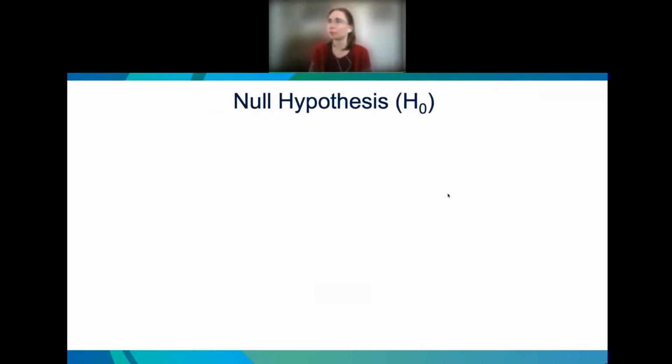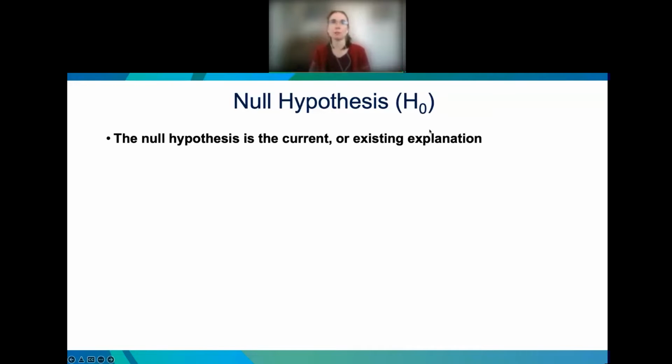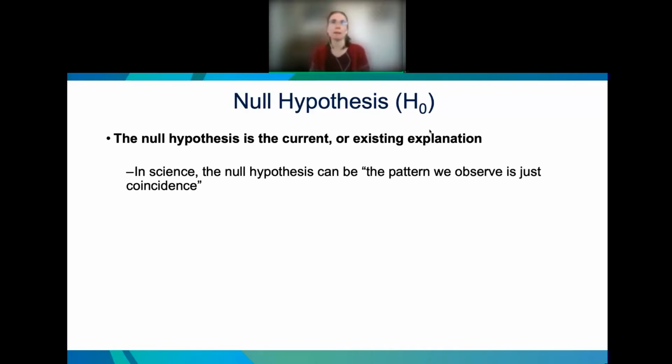So that brings us to the concept of the null hypothesis, which we also sometimes refer to as H naught. So the null hypothesis can also be thought of as the current or existing explanation for some phenomenon. In science, sometimes we phrase the null hypothesis as the pattern that we observe, which we think might be interesting, exciting, or explained by something cool, is just coincidence. So that's our null hypothesis. And because it's easier to disprove a hypothesis than to find enough supporting evidence for a hypothesis that we're happy about accepting it, we have our hypothesis, we have an accompanying null hypothesis, and we try to disprove that null hypothesis.